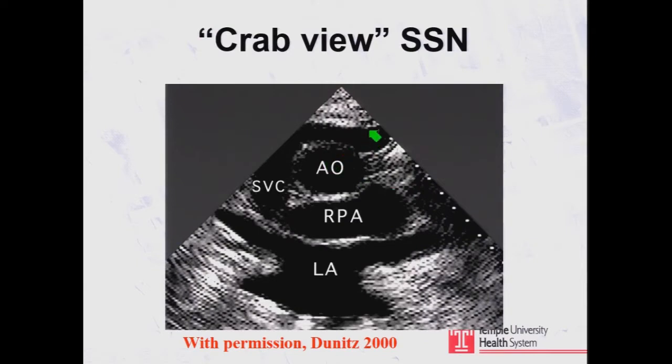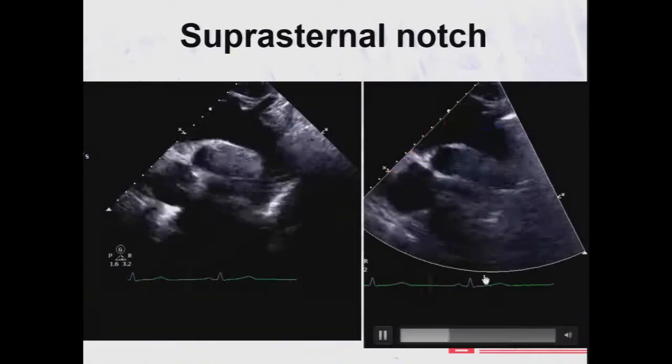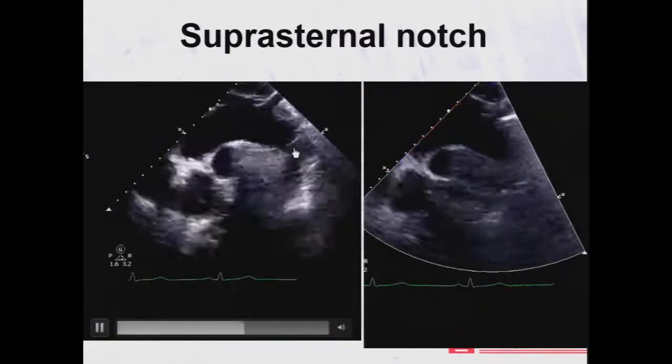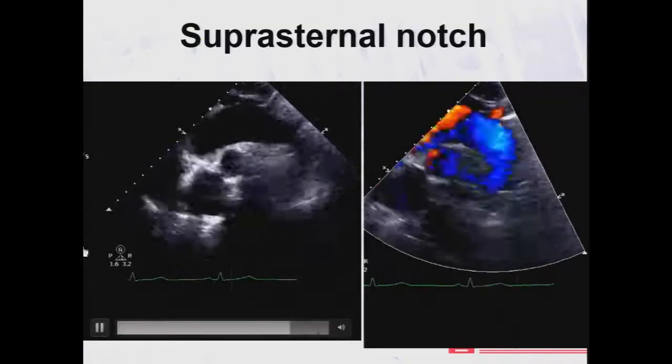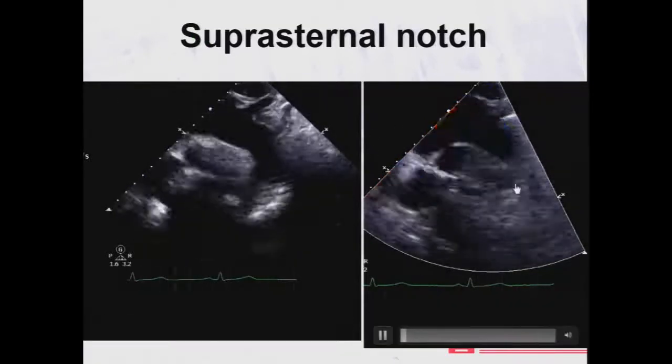In this view called the crab view, you can see the brachiocephalic vein running into the SVC, the aortic arch in short axis, the RPA in long axis, and then you see the right superior pulmonary vein and the left superior pulmonary vein attaching to the left atrium. And so again, just the normal anatomy.